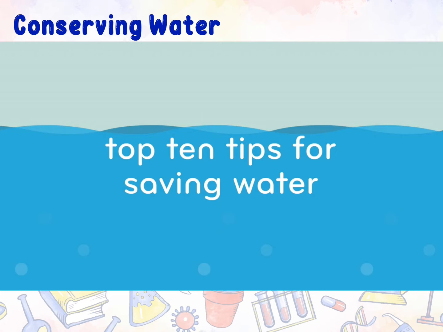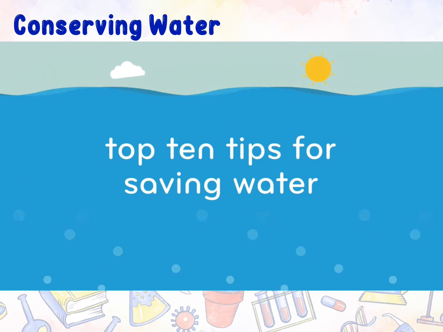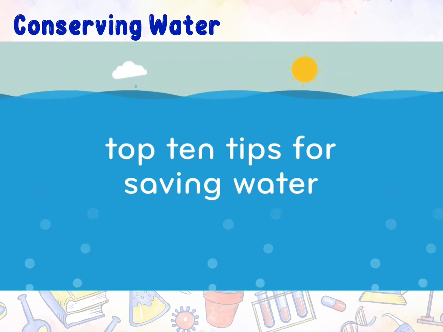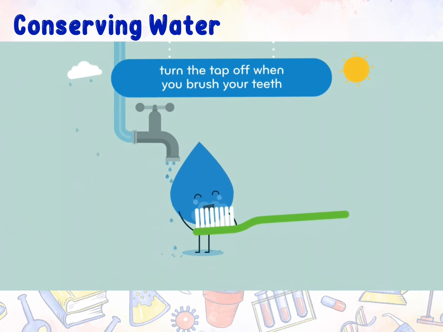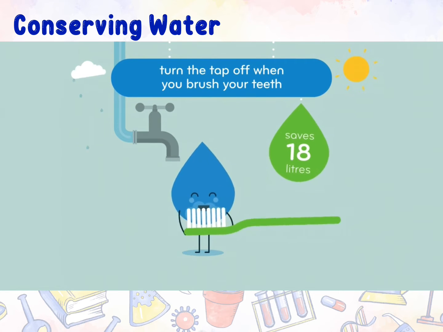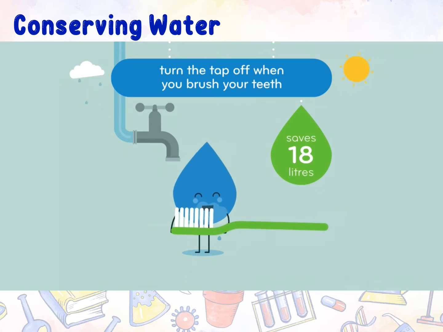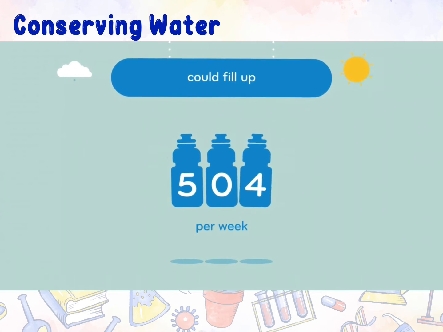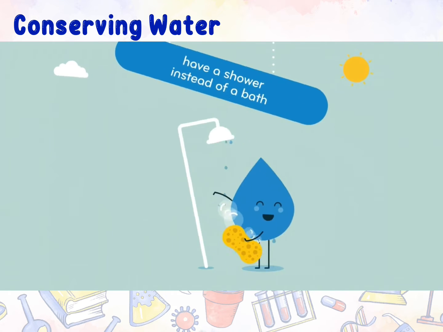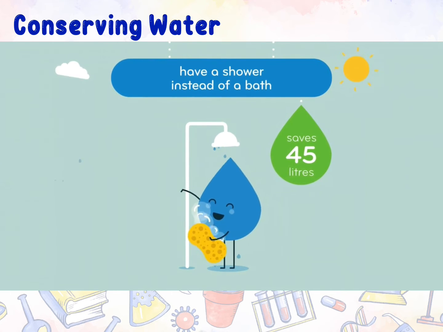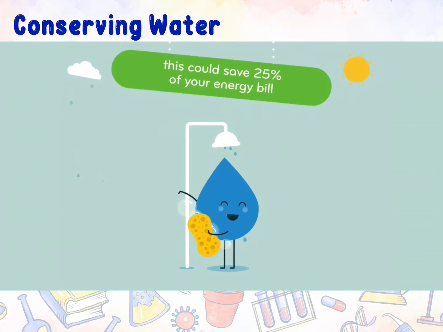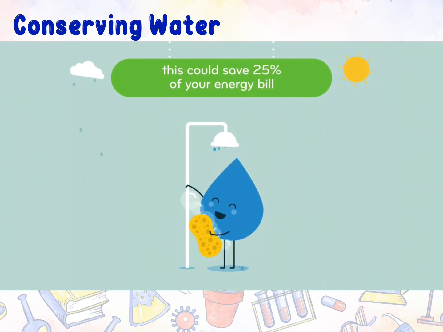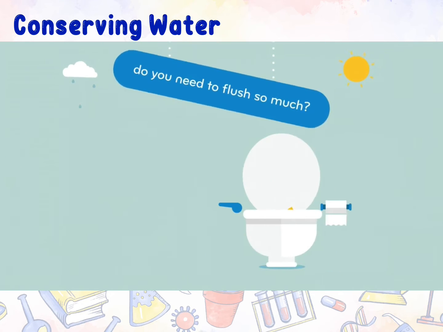Okay, now let me show you some tips for saving water. We discussed some of them already, but let's see some more. Like I told you, we need to turn off the tap when we brush our teeth, and it can save up to 18 liters of water. Just imagine how much water it is. It's 504 bottles per week. Now, instead of filling the bathtub, if you have a shower, you can save 45 liters of water. And it can also help you save 25% of your energy bill. So that way you are saving money also.